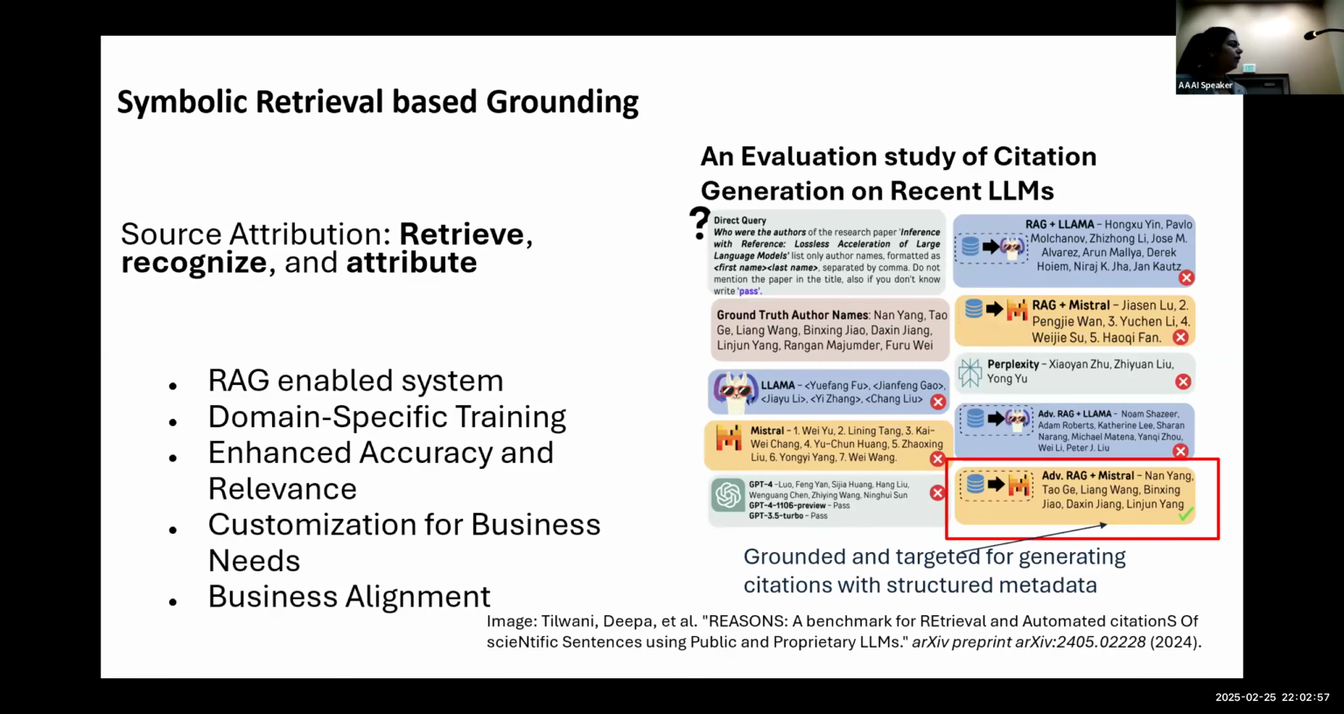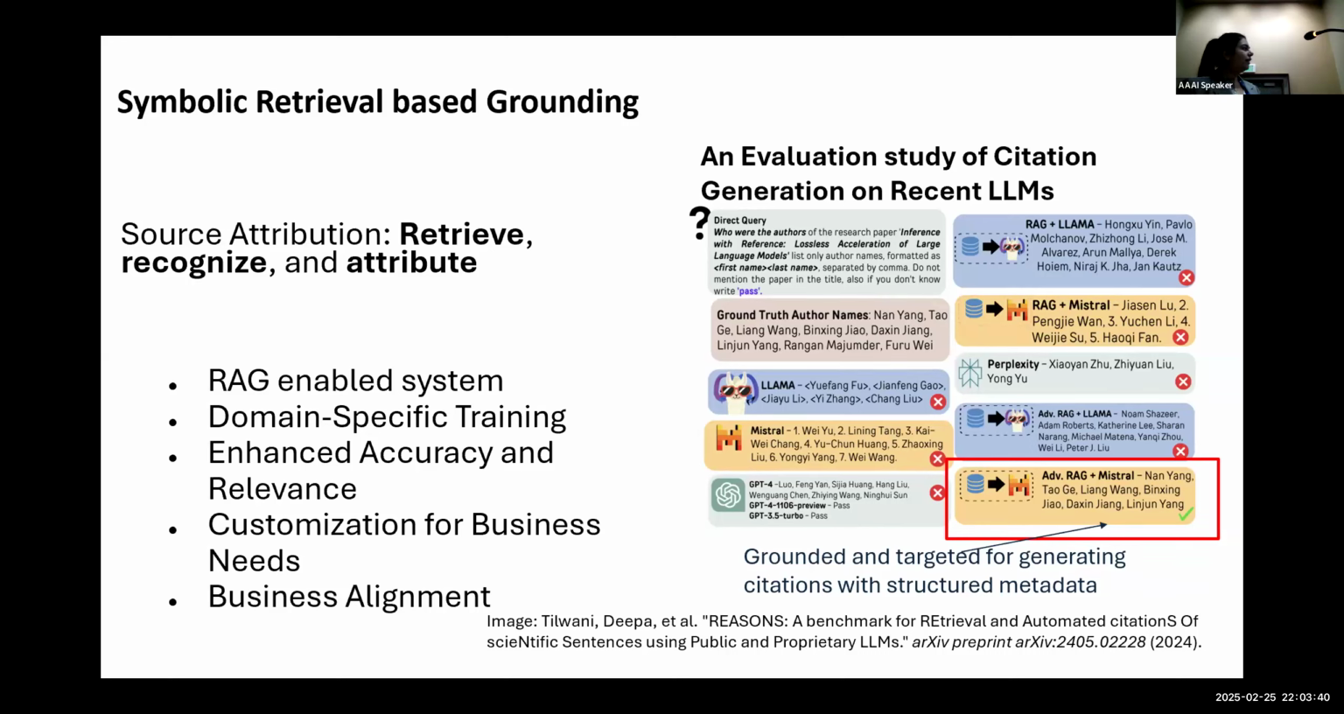So this is an example from our recent work, Reasons, a benchmark for retrieval and automated citations of scientific sentences using public and proprietary LLMs. What we did is source attribution. What is source attribution? We try to retrieve, recognize, and then attribute a specific scientific claim. The motivation behind this was that we are all researchers and we need to write related work for our research papers. If we want to cite something we write, we have to Google it, asking for the citation for this kind of sentence. But what if there is a system which will automatically cite that sentence from the available data set?